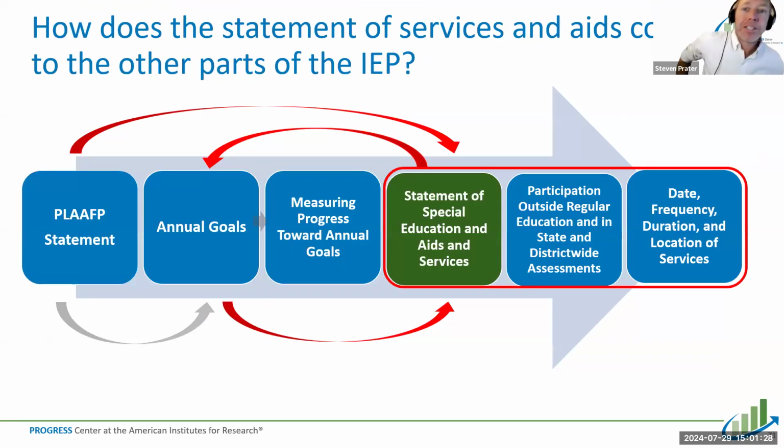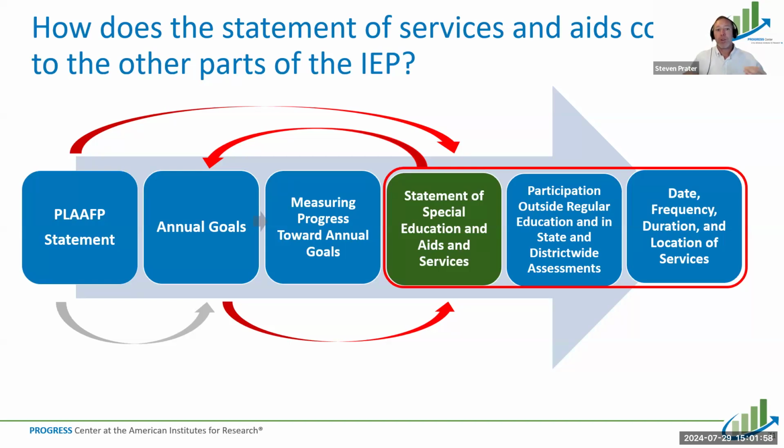This is that other graphic that we've been showing over and over, showing how everything's connected. Again, all the needs in the PLAF statement should be accounted for somehow in that statement of services and aids, either through accommodations, modifications, specially designed instruction, all the things that we're about to talk about here. And then some of those needs are going to have goals.